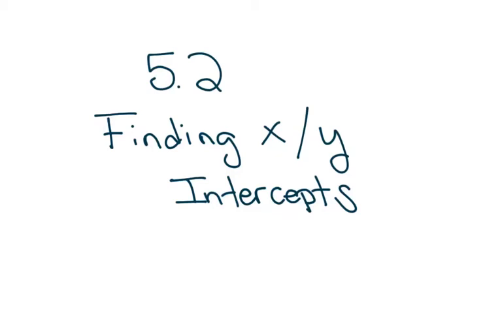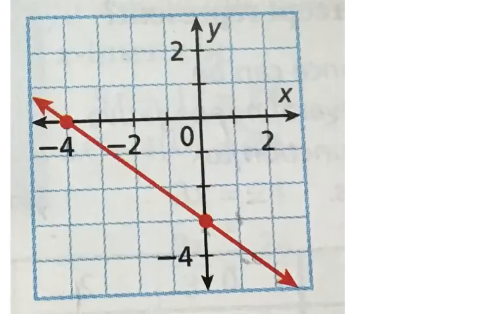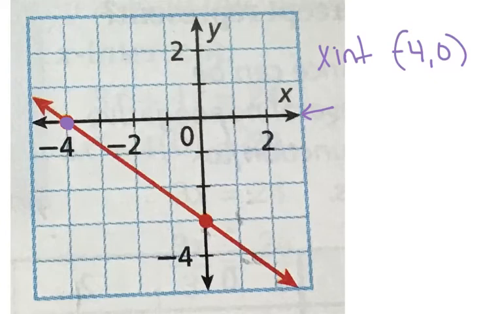All right, today we are going to be finding x and y intercepts. This is section 5.2. The first part of this section has you looking at a graph and finding your intercepts. If I am finding my x-intercept, I am going to look right here on my x-axis. I'm going to find where this dot is right here, and then we write our intercept as a coordinate point. So -4 is my x value, 0 is my y coordinate.